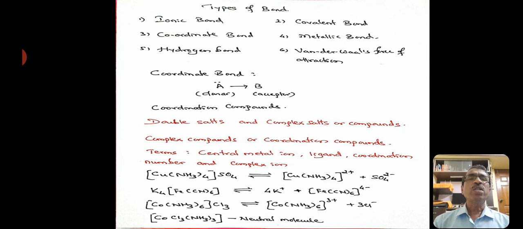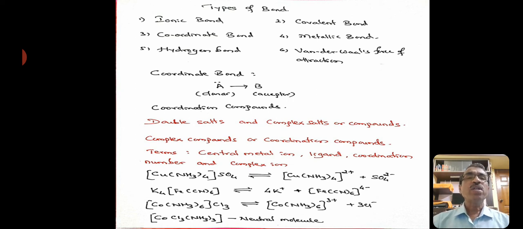Now let us discuss the above terms with respect to these coordination compounds. Coming to the first one, the central metal ion. The central metal ion is a transition metal ion which accepts lone pairs of electrons, because these transition metal ions have vacant d orbitals. Therefore, in cuprammonium sulfate, the copper ion is the central metal ion. In potassium ferrocyanide, iron in the +2 state is the central metal ion. In [Co(NH3)6]Cl3, the cobalt 3+ ion is the central metal ion.